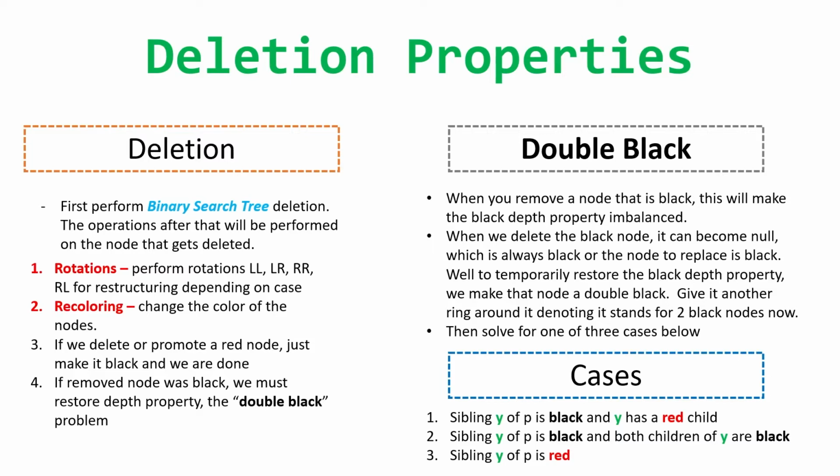After we see that we have a double black problem, we have one of three cases that we can solve for it. The sibling y of p is black and y has a red child. Sibling y of p is black and both children of y are black. Or sibling y of p is red.